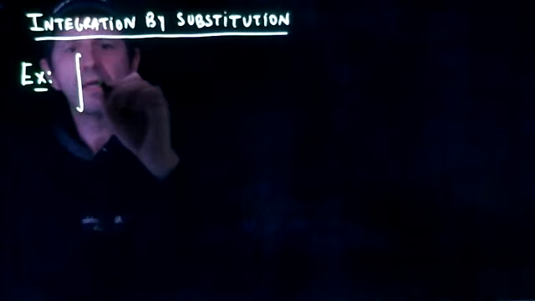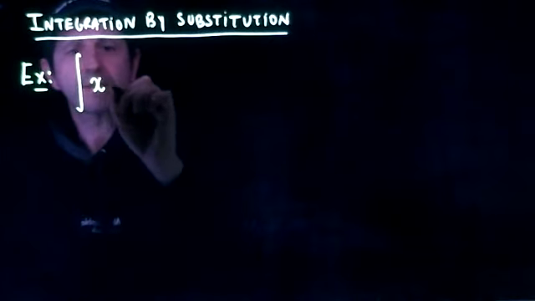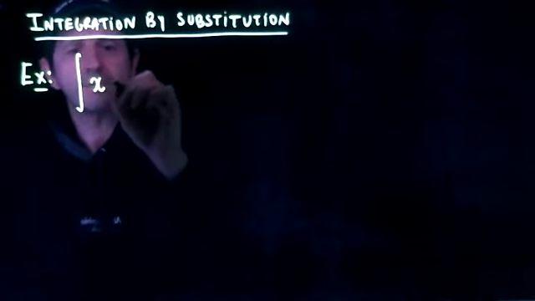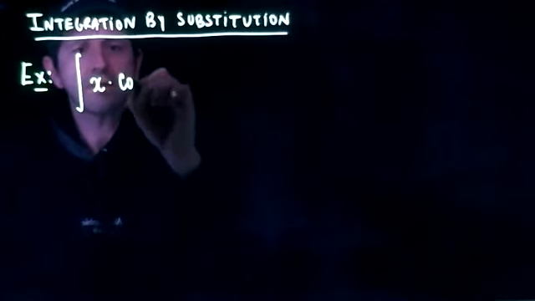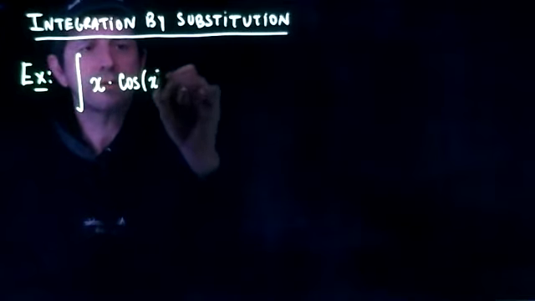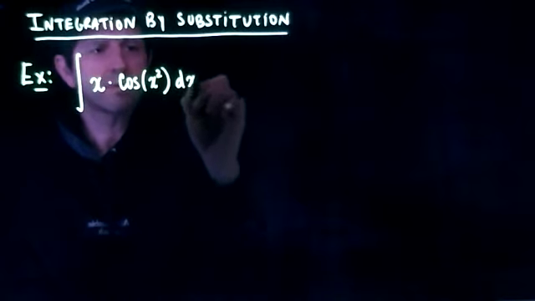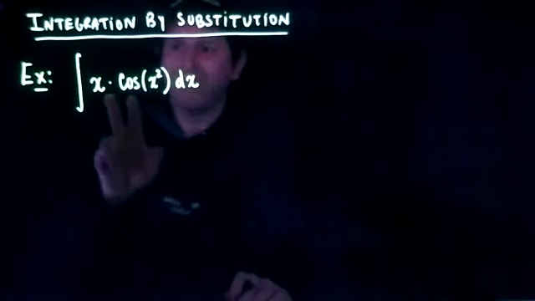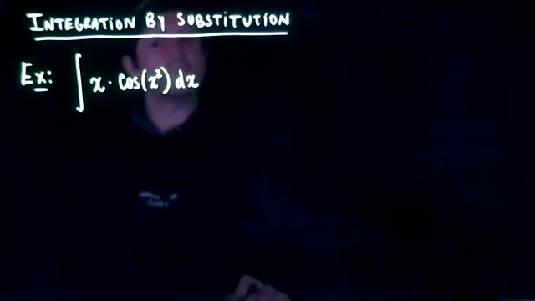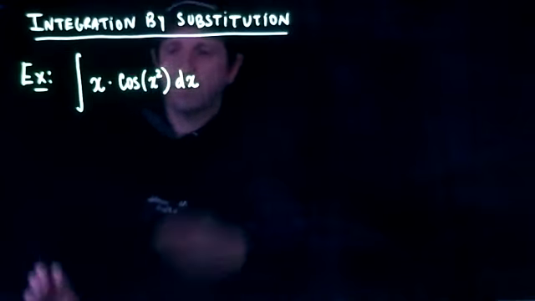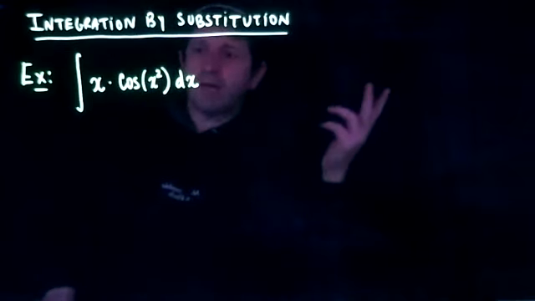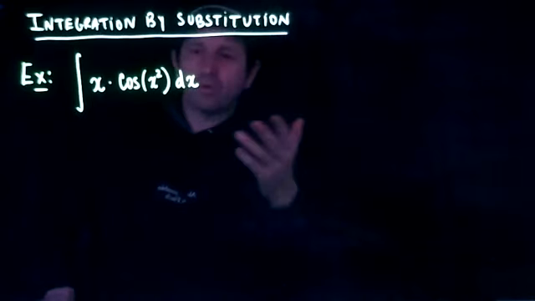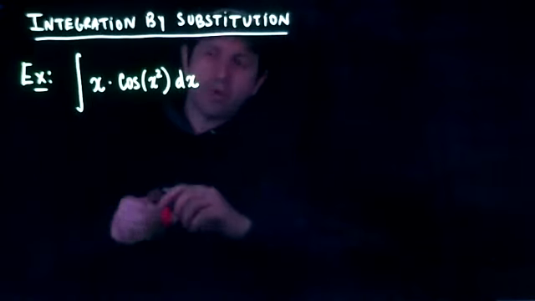So the integral, the antiderivative of x times the cosine of x squared dx. Okay, so let's say I want to find the antiderivative of x cos of x². If I ask you to do this, I don't know how you would start, if you have no clue what to do, unless you already know.